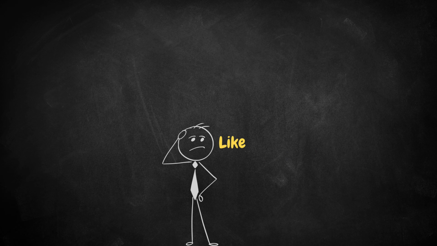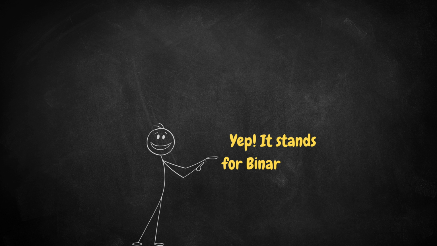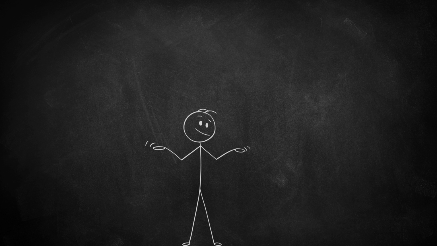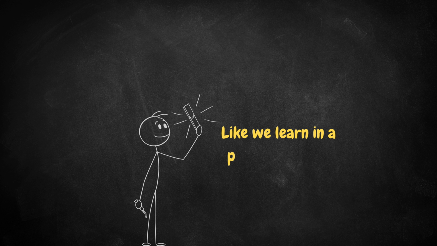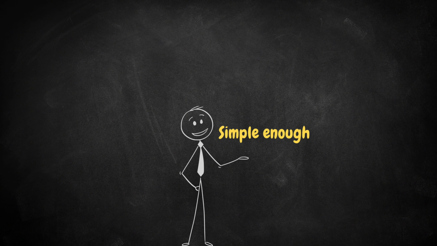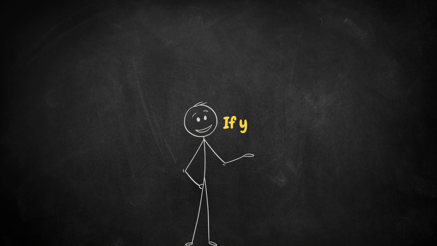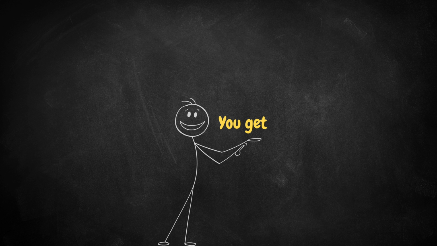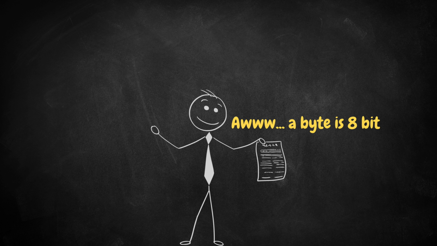Bit? Like B-I-T? Yep, it stands for binary digit, and it can only be a 0 or a 1. That's it, like we learned in previous videos. So, it's just one number. Simple enough. Now, if you take 8 bits, you get a byte. A byte is 8 bits.